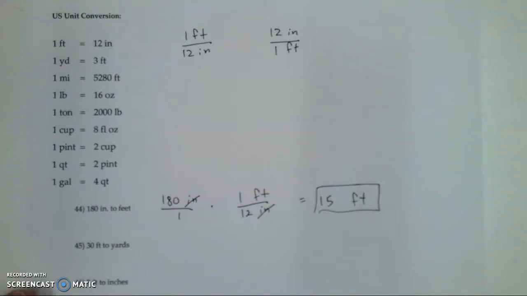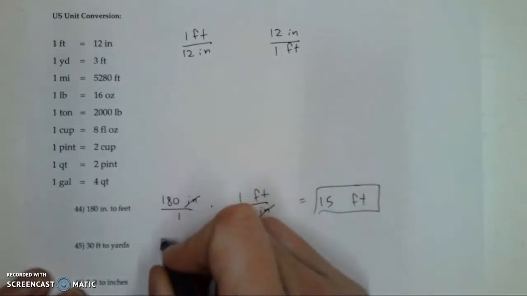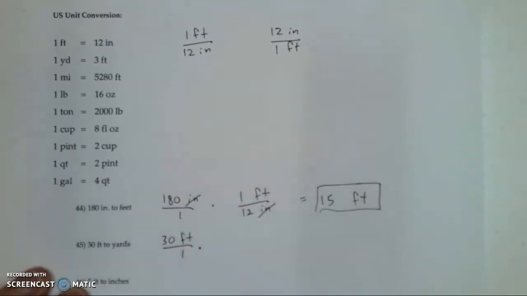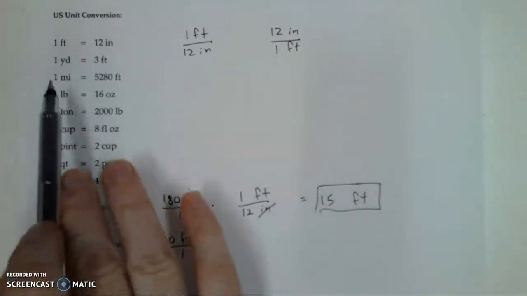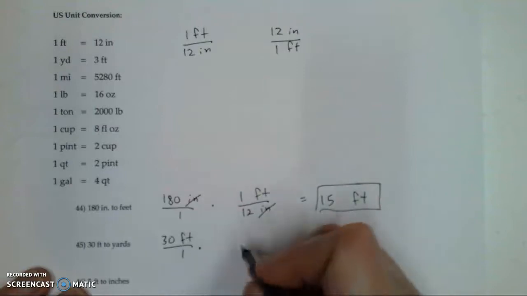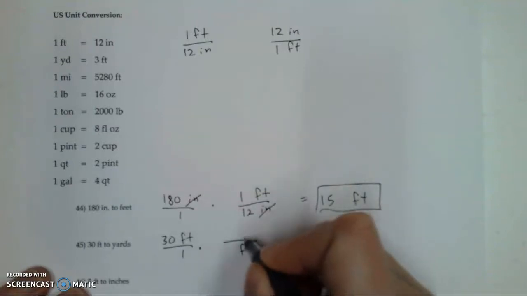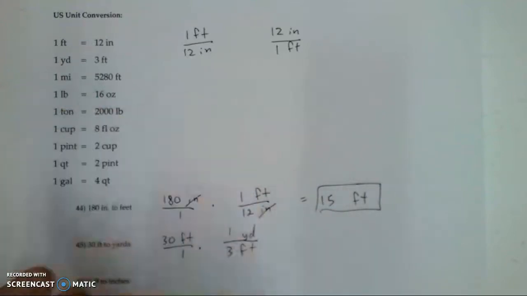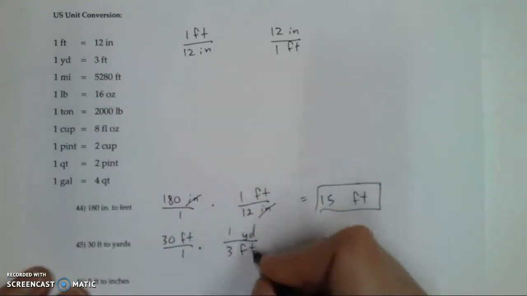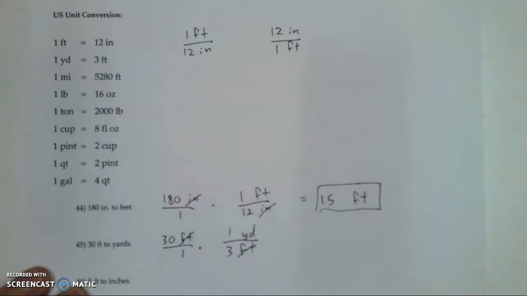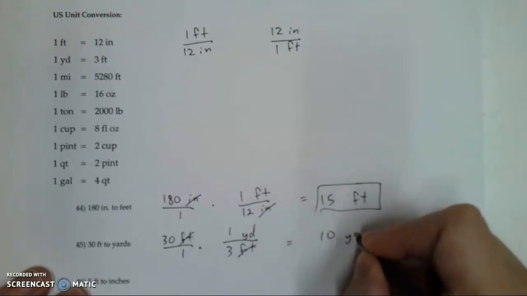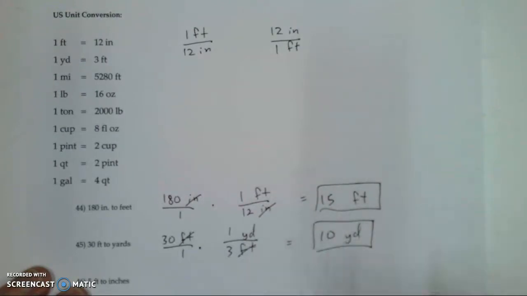All right, let's try another one. I've got 30 feet, and I'd like to convert that to yards. So I'm going to put 30 feet over 1 in my question, and we're told that 1 yard is 3 feet. But we know we want feet on the bottom. So again, 1 yard is 3 feet. I'm told that here. And again, I've got the feet on the bottom, so I can cross them out. So this time I'm going to do 30 divided by 3, and I get 10 yards.